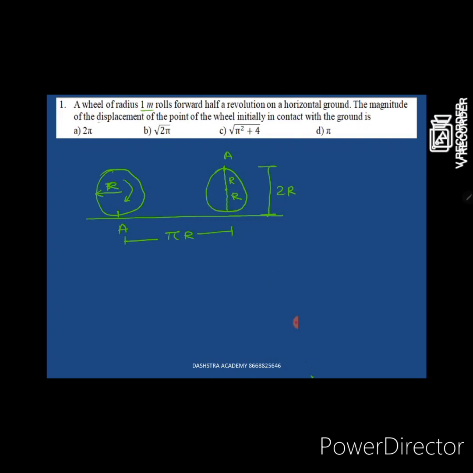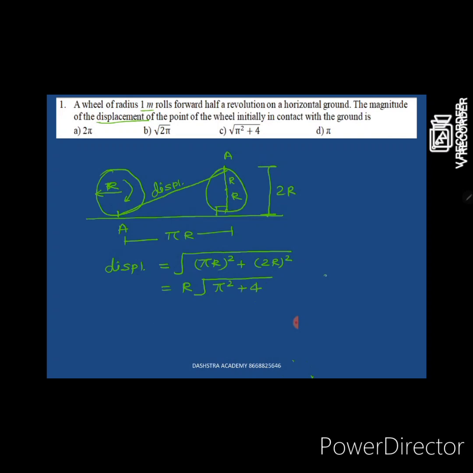And since we have to calculate the displacement, so displacement is what? It is the distance between the initial and final point. So this is the displacement which we have to calculate, correct? So here I can see that this is a right angle triangle, and by using the Pythagoras theorem I can say that displacement will be equal to under root of (pi r) whole square plus (2r) whole square. R square can be taken as common, and when it comes out of the square root, this will become r into under root of pi square plus 4.